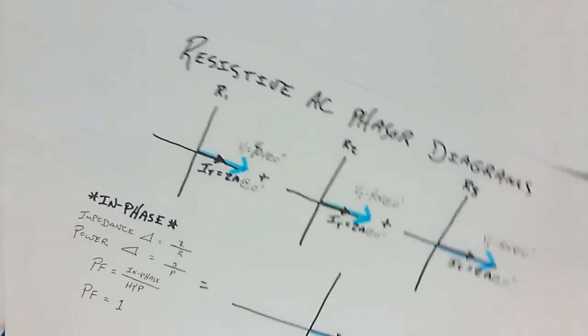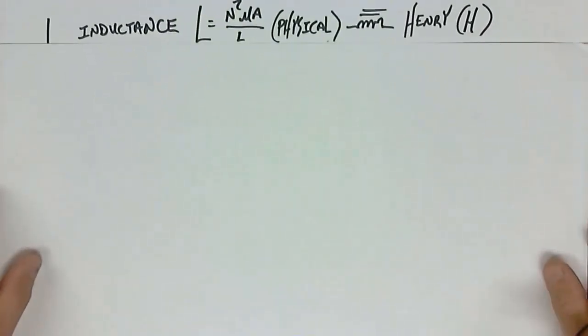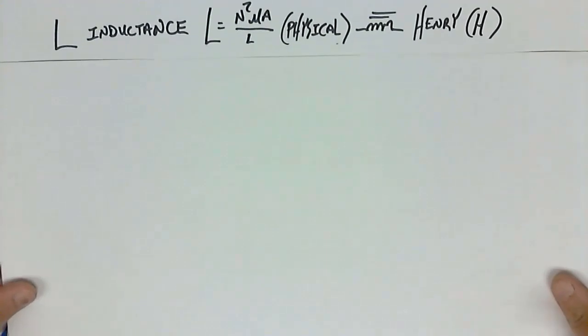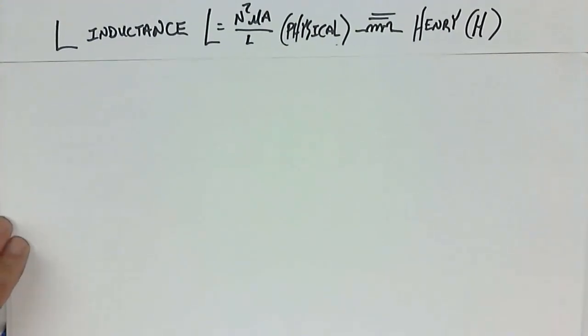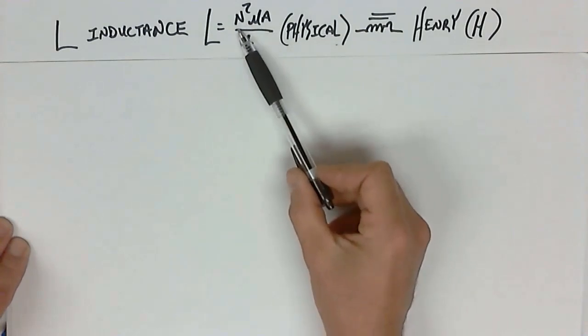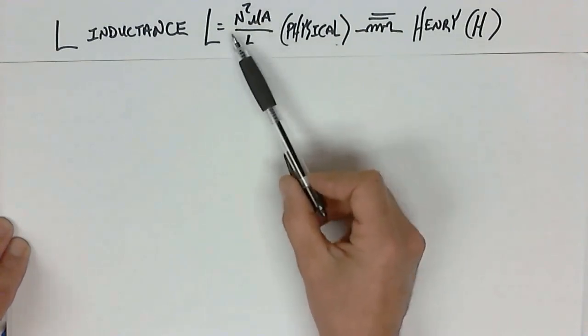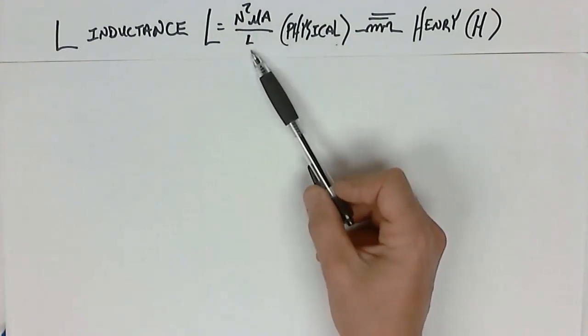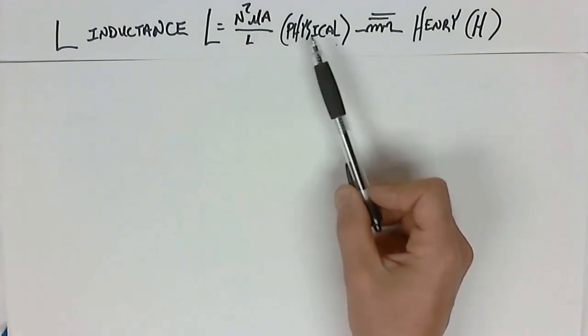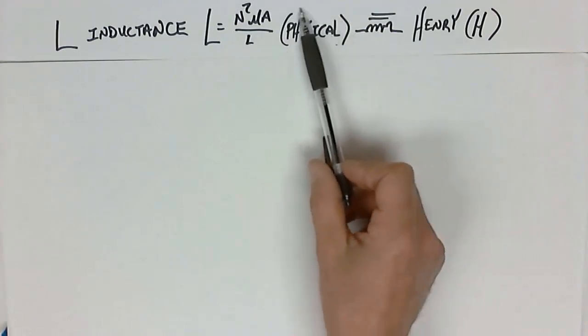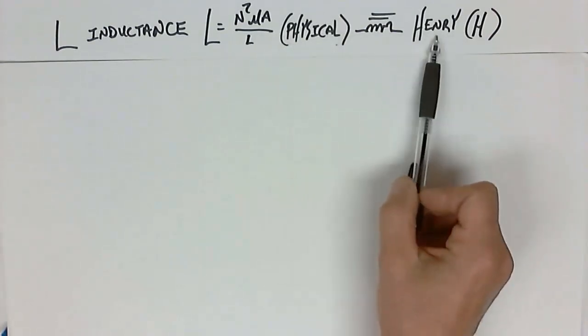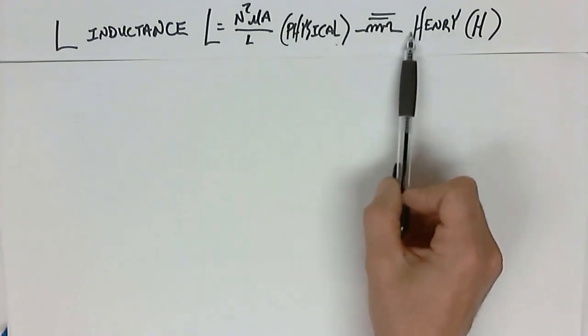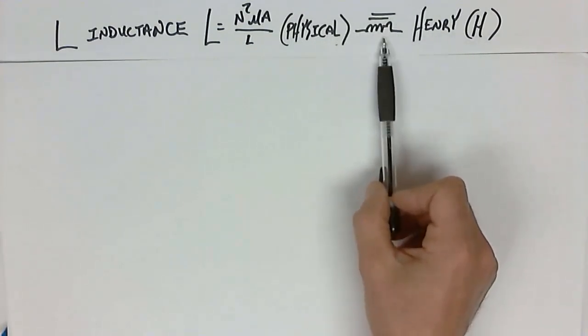All right, so let's take a look then at a different circuit, and that's an inductive circuit. So let's look at inductance. Inductance is L. L is calculated as N squared mu A over l, which is the number of turns, the permeability of the core, the area of the core, and the length of the magnetic field. And this we would define as a physical calculation to determine what? The Henrys, H. And we indicated an inductor in this way, right?